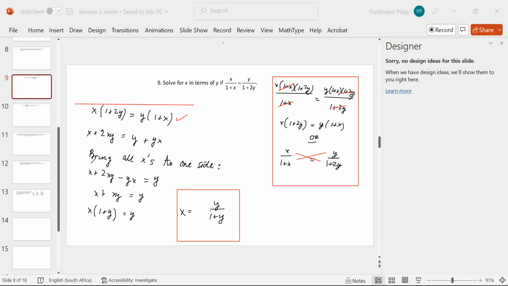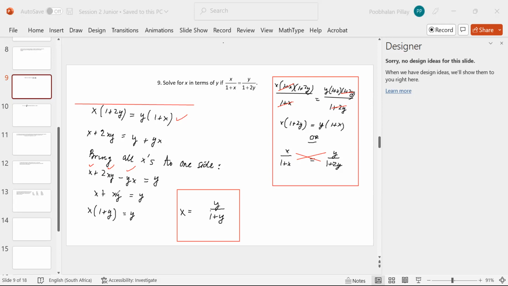And x, 2xy. Now there's an x here. It goes to the other side, it becomes minus yx, crosses the equal sign, equals, and y still remains on this side. So you've got all the x's on this side. And now you see you've got two like terms here, 2xy minus yx. Yx is the same as xy. So 2xy minus 1xy is xy. So you simplify, x plus xy equals y.